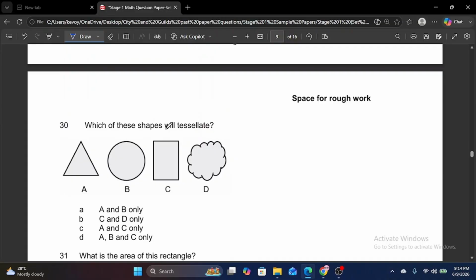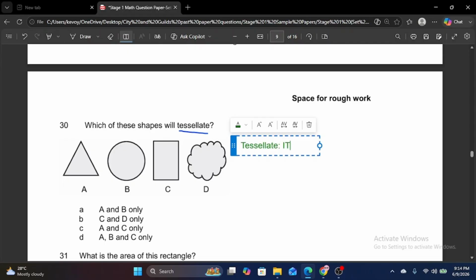So which of these shapes tessellate? Alright, so tessellate is like tiling. So let's write it. Whenever you see the word tessellate, think about tiling.